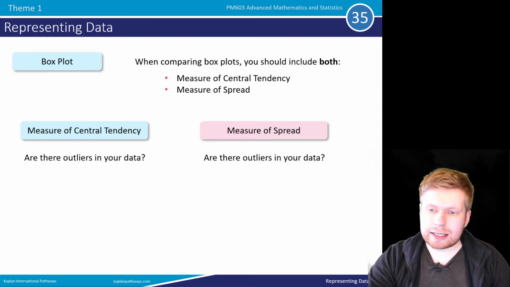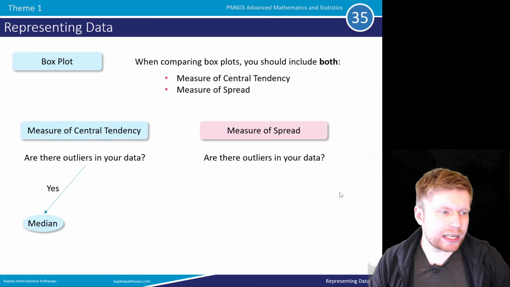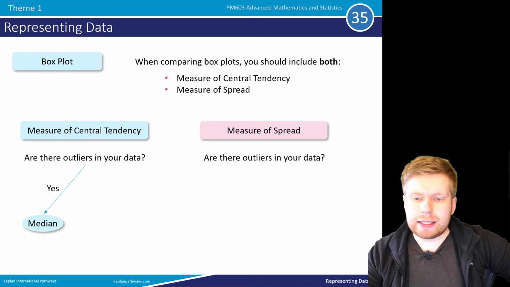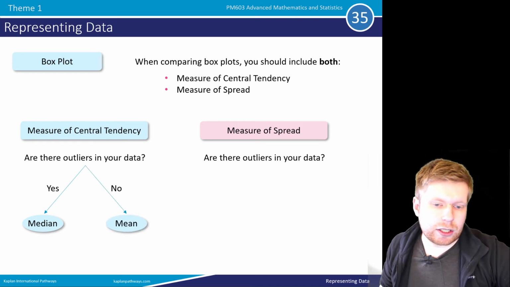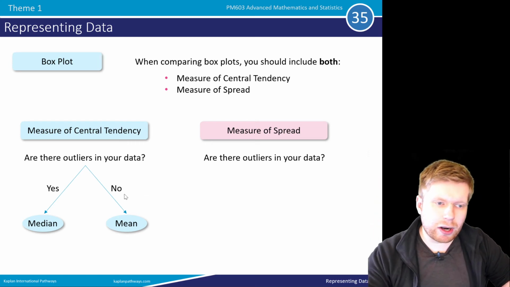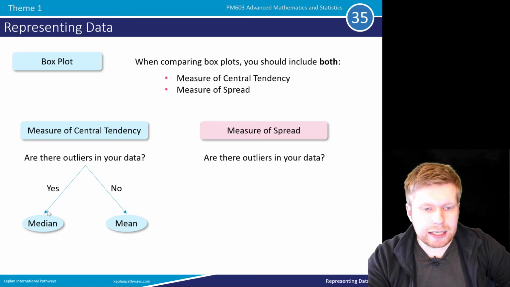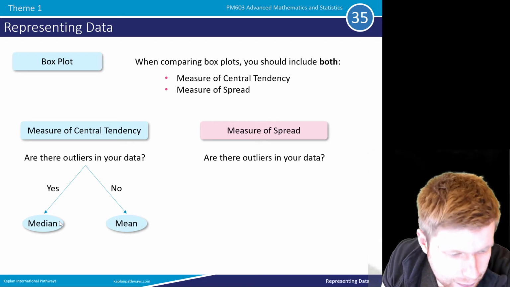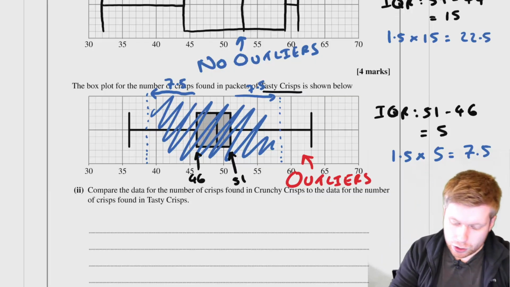So measure of central tendency then, if there are outliers in your data, you should use the median. If there aren't any outliers in your data, you should use the mean. Well, in this case, there are outliers in our data, so I know I'm going to be using the median for my measure of central tendency. So let's do this, okay? I'm going to be using the median.